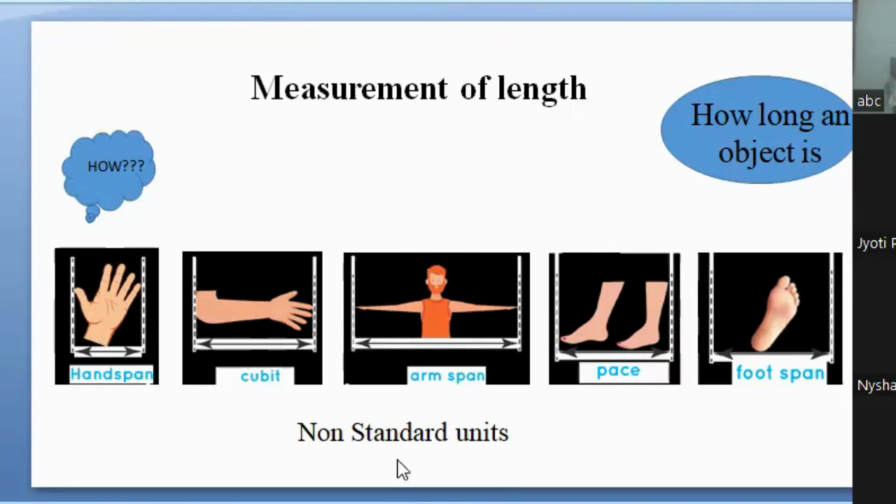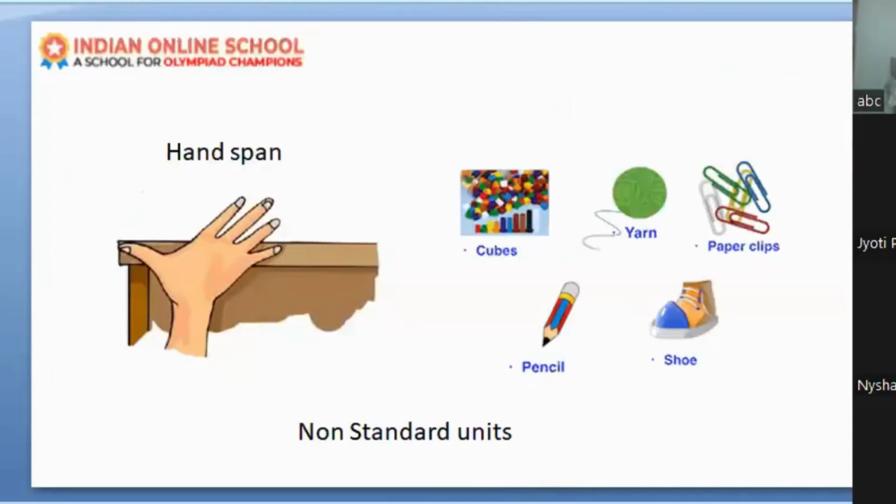Okay, so non-standard unit is what, student? It is not accepted by the world, it is not worldwide. Why so? Let me give you the example. Can you see this person measuring the length of the table by using a hand span?